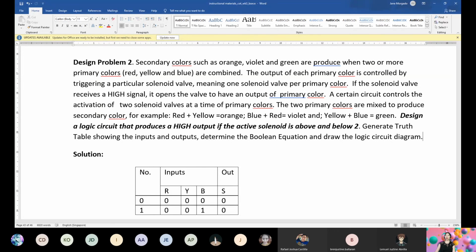Okay? Question? None? Okay. So let's proceed with design problem number 2.